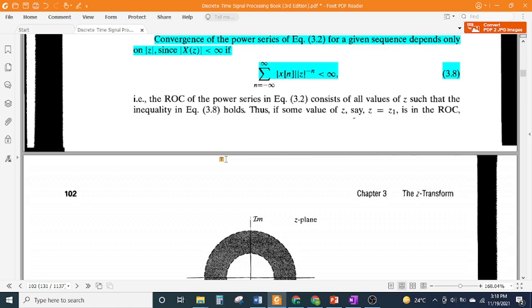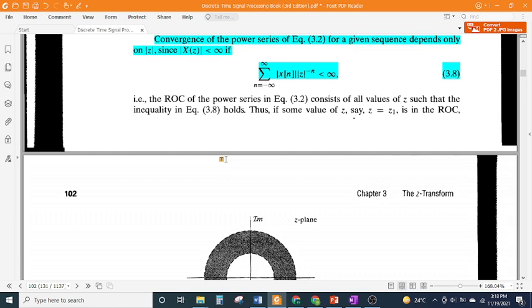If the ROC includes the unit circle, then this of course implies convergence of the z-transform for |z| equals 1, or equivalently, the Fourier transform of the sequence converges. Conversely, if the ROC does not include the unit circle, the Fourier transform does not converge absolutely.